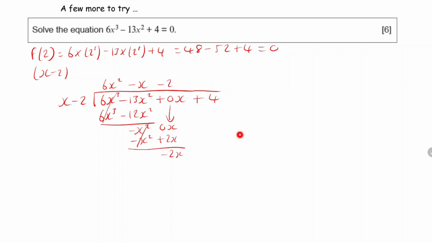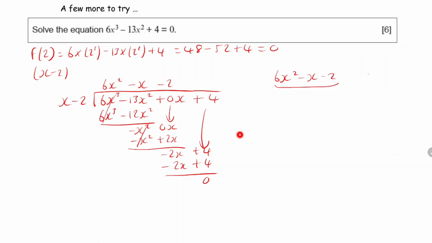X goes into minus 2x minus 2 times. Minus 2 times by x is minus 2x. Minus 2 times by minus 2 is plus 4. Then we lower our 4 down. Subtract to end up with 0. So our quadratic is 6x squared minus x minus 2.